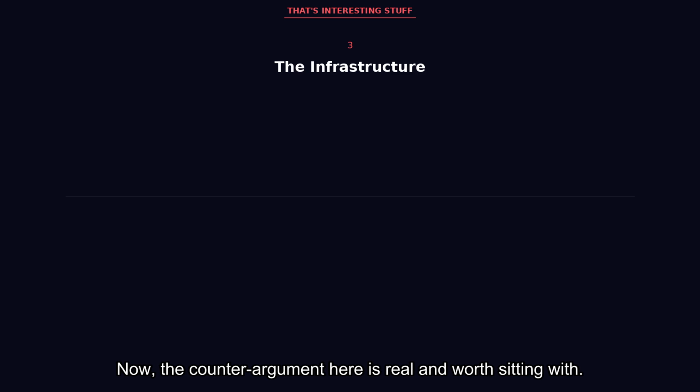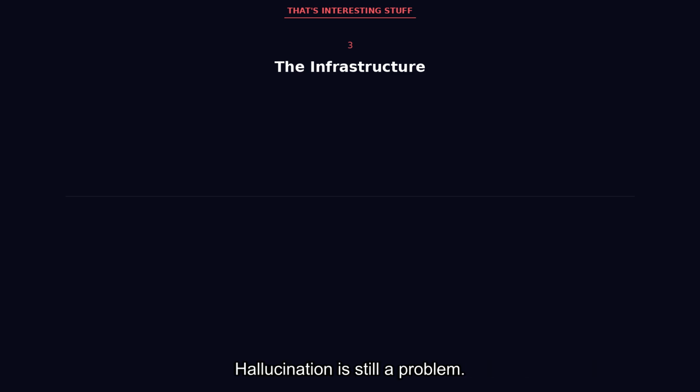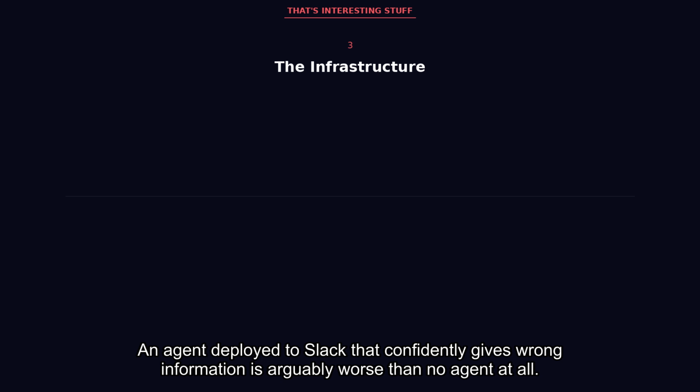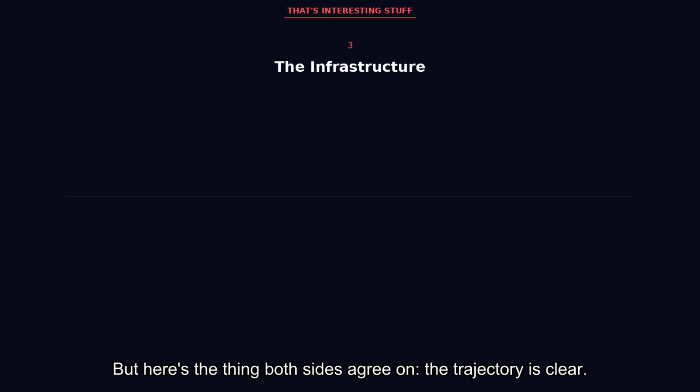Now, the counterargument here is real and worth sitting with. Are we rushing to make every app an agent before we've figured out reliability? Hallucination is still a problem. An agent deployed to Slack that confidently gives wrong information is arguably worse than no agent at all. And the engineering overhead of maintaining distributed state across 8 chat platforms for one bot is not trivial. But here's the thing both sides agree on. The trajectory is clear.